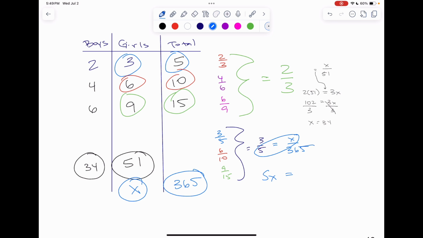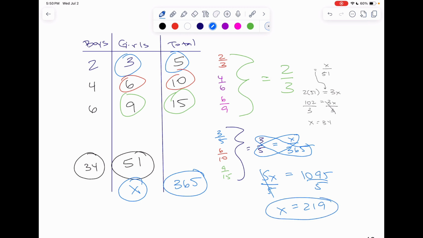5x equals 3 times 365, which is 1,095. If I divide both sides by 5, and of course I'm showing all my work, x equals 219, and that's how many girls I have.